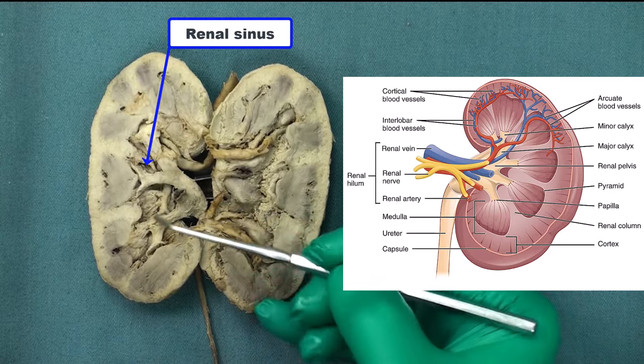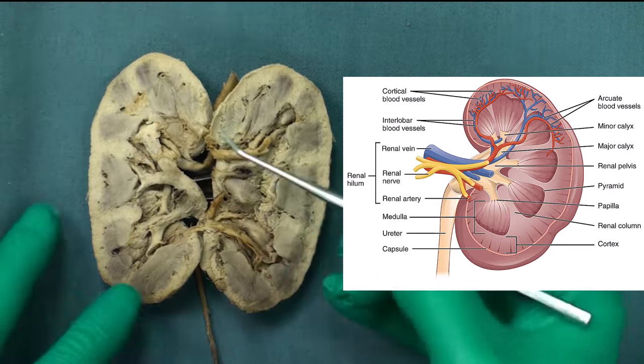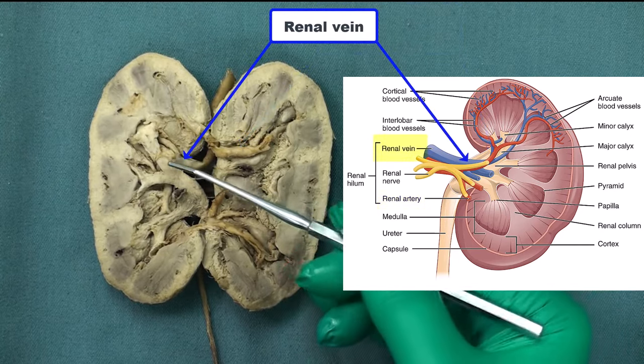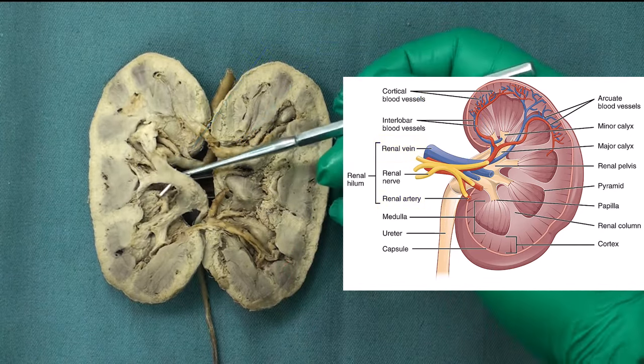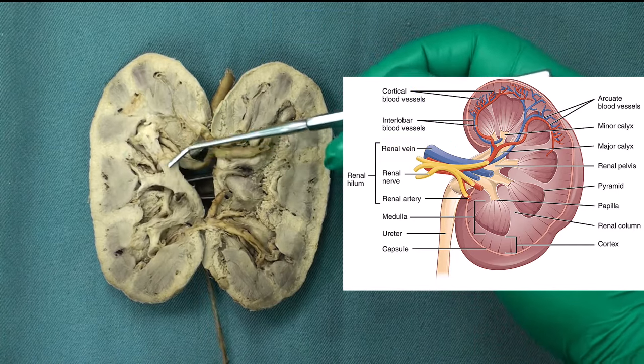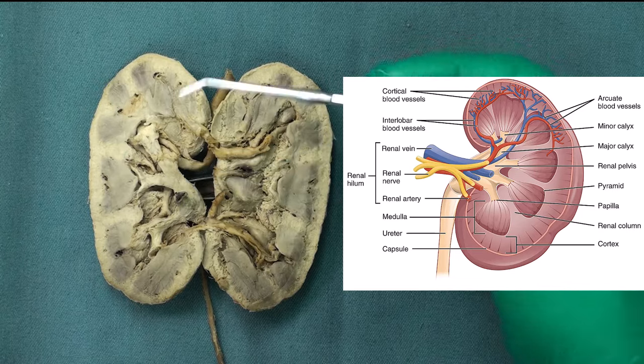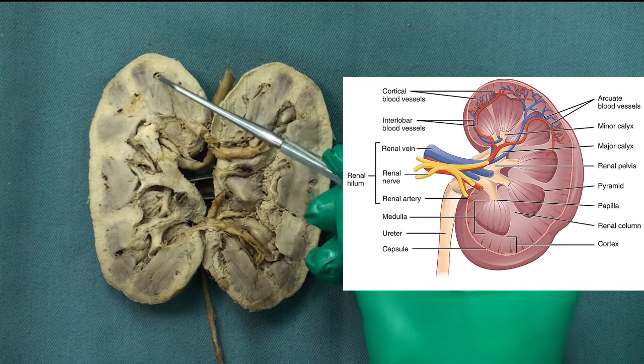The renal sinus is filled by the branches of the renal artery, tributaries of the renal vein, and also these tube-like structures that collect the urine. So we will go over the name of these in a second. Now back to the cortex.